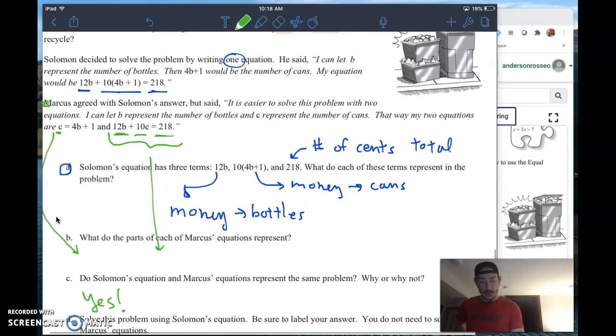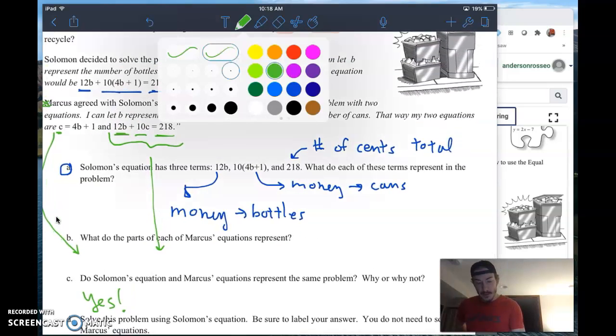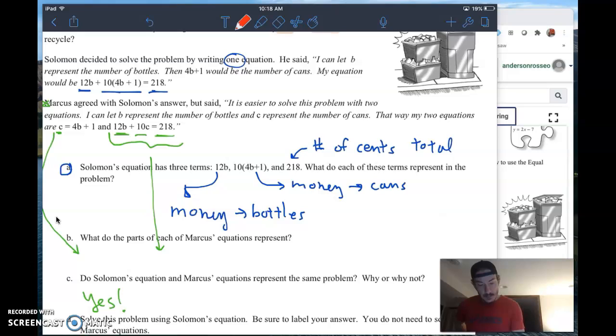I'll point this out, to try to make this part very clear. Look at this. They both have 12 cents multiplied by the number of bottles. They both have 10 cents multiplied by the number of cans, and they both have a 218 cent total, right? That's important. It says they're working with the exact same problem. Now here is where maybe you can make one final connection that's going to help you out.